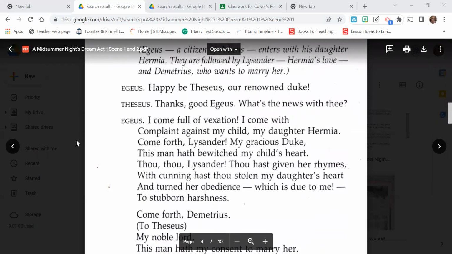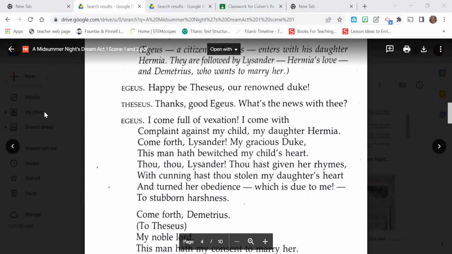"Happy be Theseus, our renowned Duke." So he's saying, hello, Theseus, pleased to see you. And Theseus says, "Thanks, good Aegeus. What's the news with thee?" And Theseus is like, why are you here? "I come full of vexation. I come with complaint against my child, my daughter Hermia. Come forth, Lysander, my gracious Duke. This man hath bewitched my child's heart. Thou, Lysander, thou hast given her rhymes. With cunning hast thou stolen my daughter's heart and turned her obedience, which is due to me, to stubborn harshness."